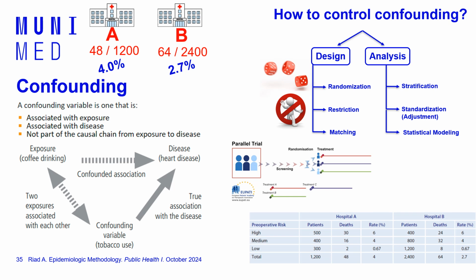Finally, we have statistical modeling, which is similar to standardization or adjustment. However, statistical modeling is done when you have not only one confounding variable, but maybe 5 or more confounding variables. So if you have a number of confounding variables, in this case, you will not be able to do stratification or even standardization. You have to do statistical modeling, like regression analysis, for example.